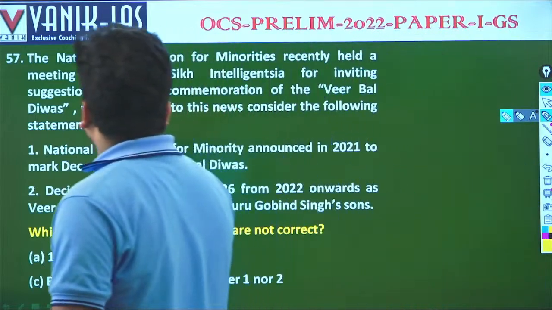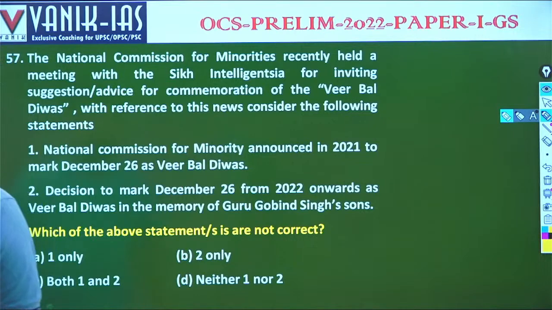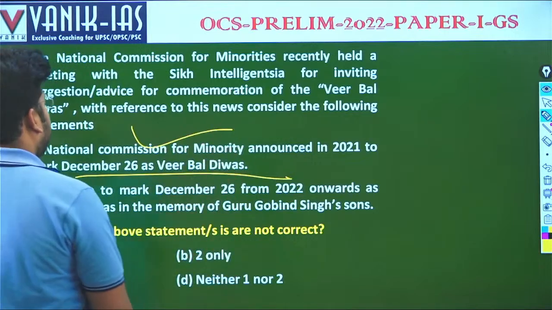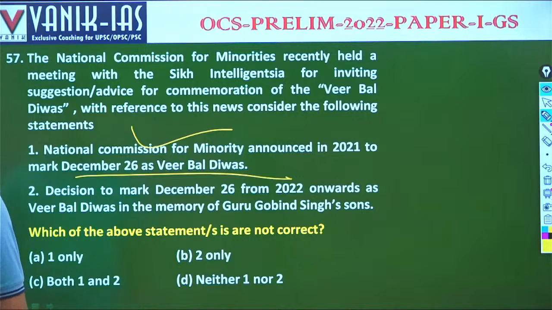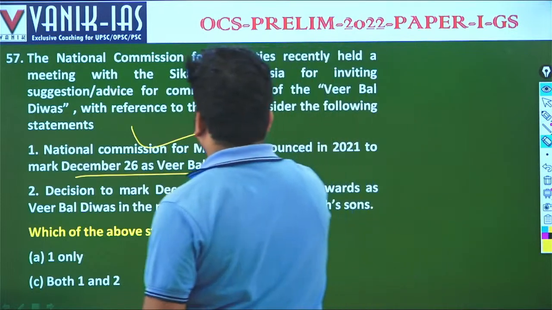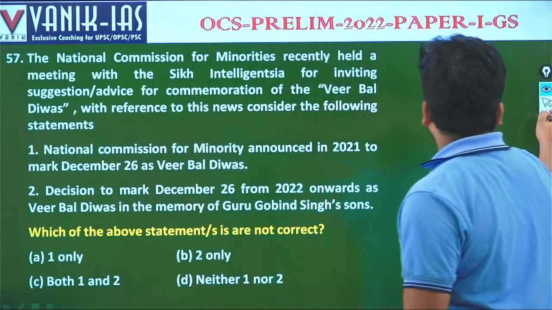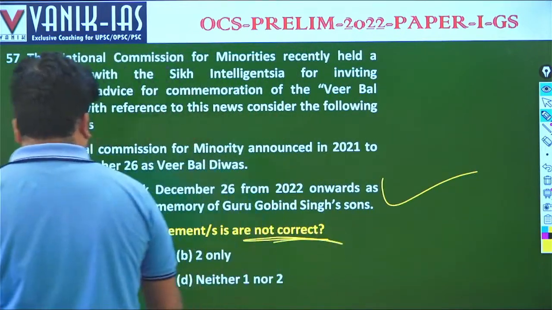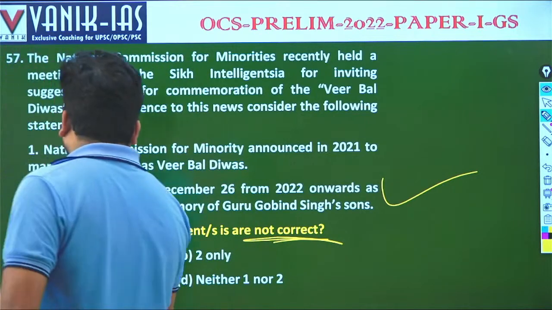The National Commission for Minorities recently held a meeting with the Sikh intelligentsia to invite suggestions for the commemoration of Veer Bal Diwas. With reference to the news, consider the following statements. The National Commission for Minorities announced in 2021 to mark December 26 as Veer Bal Diwas. Yes, December 26 as Veer Bal Diwas. Decision to mark December 26 from 2000 onwards. Veer Bal Diwas is in memory of Guru Gobind Singh's sons. Which of the following statements are correct? Sorry, this is wrong. In 2021, no, this is wrong. Guru Gobind Singh, yes. Two options are right. The question is what is not correct. Only one is not correct. Right, only one is not correct.